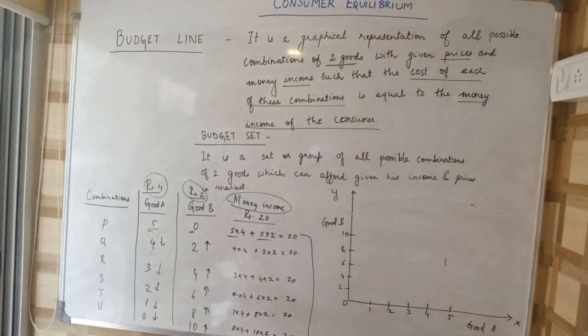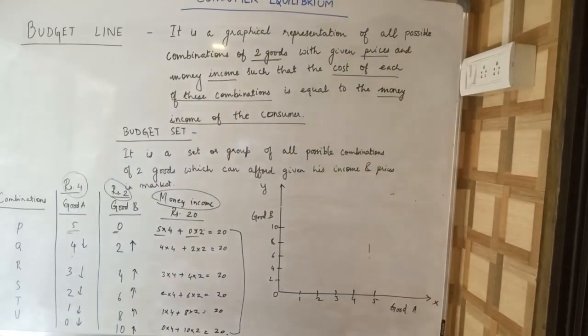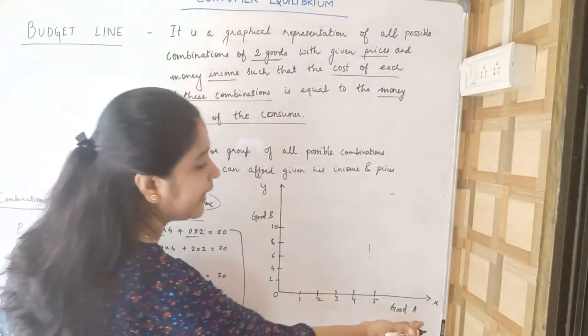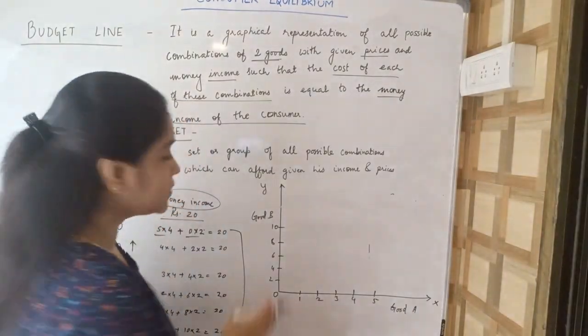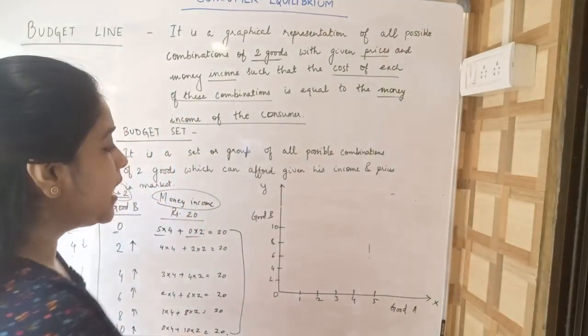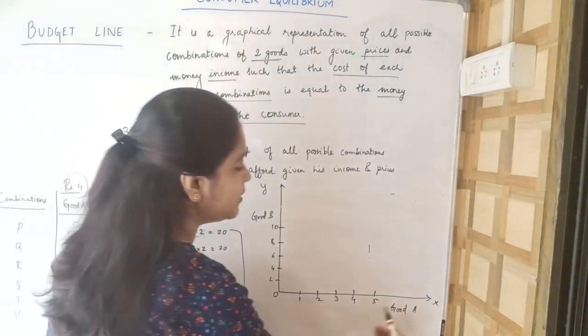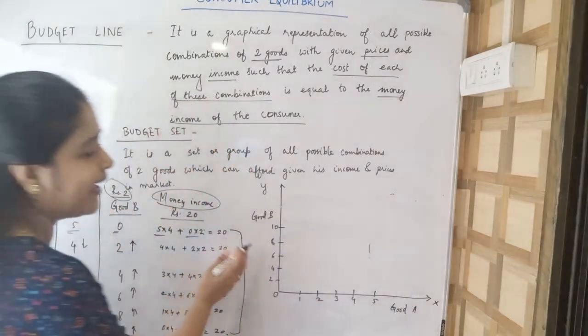Okay, so we can see here the graph. Can you all see? The graph is visible here. In the graph, good A is represented on the x-axis and good B is represented on the y-axis, and we have plotted all the possible combinations of units of good A and B.